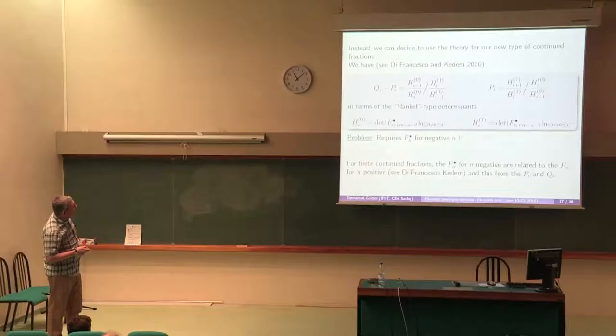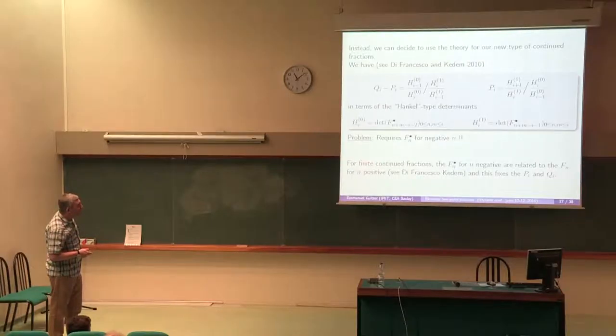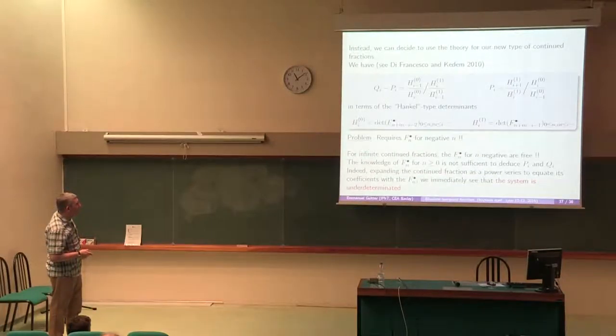Now you have these Hankel type determinants, of this type f_{n+m-i-2}. What is new is they require f_n for negative n. It's not so nice. In the case of a finite continued fraction, the f_n for negative n are actually related to the f_n for positive n. That's what Minat and Philippe showed. Because you want the continued fraction to stop somewhere, that imposes conditions, they are related, and therefore you know the f_n for negative n, and everything is fixed.